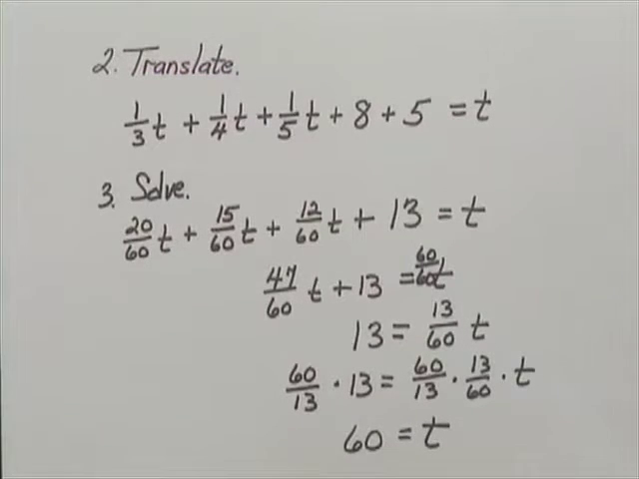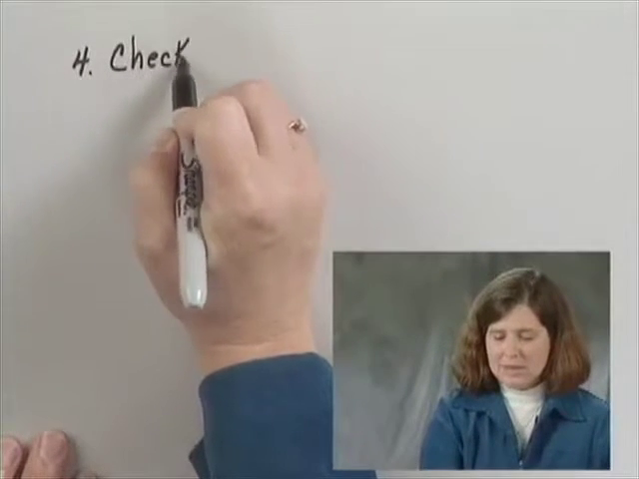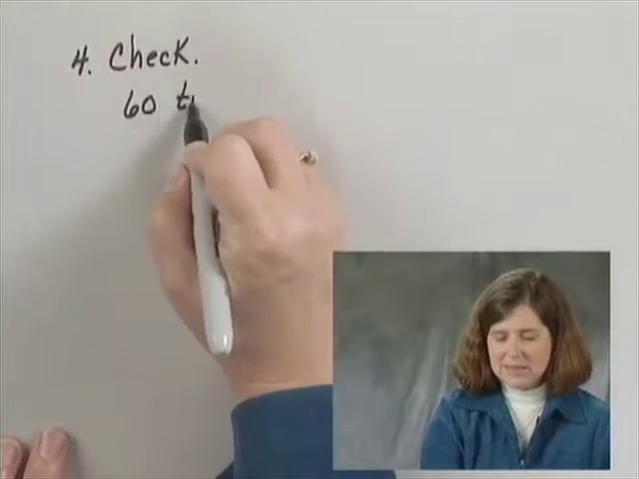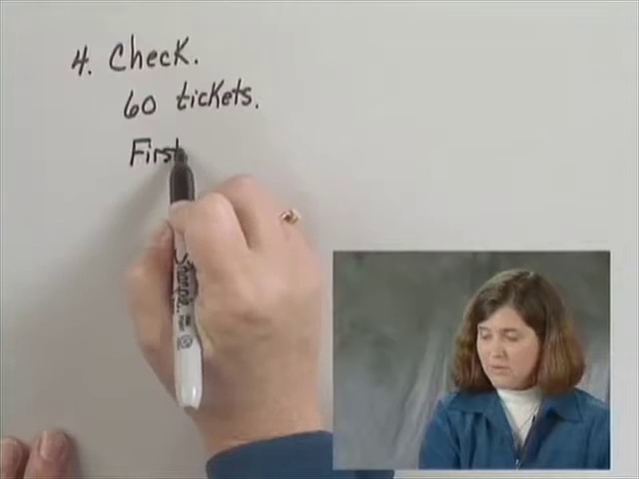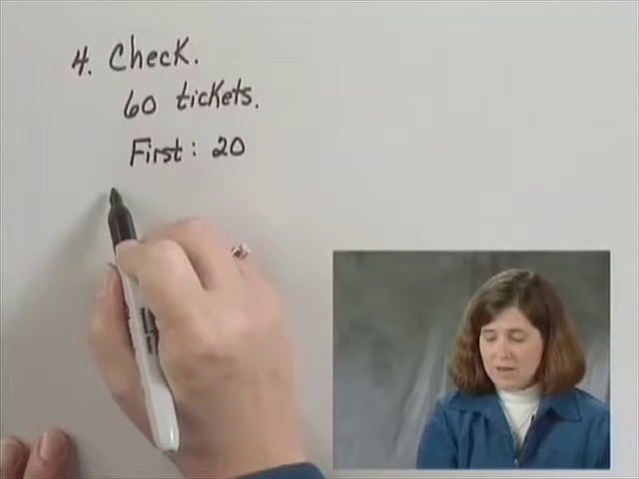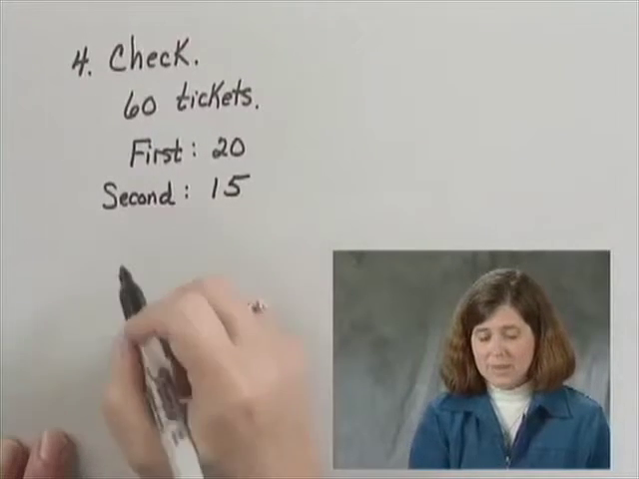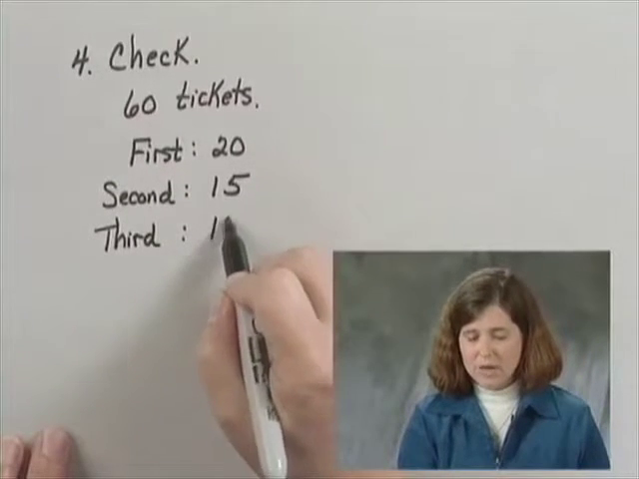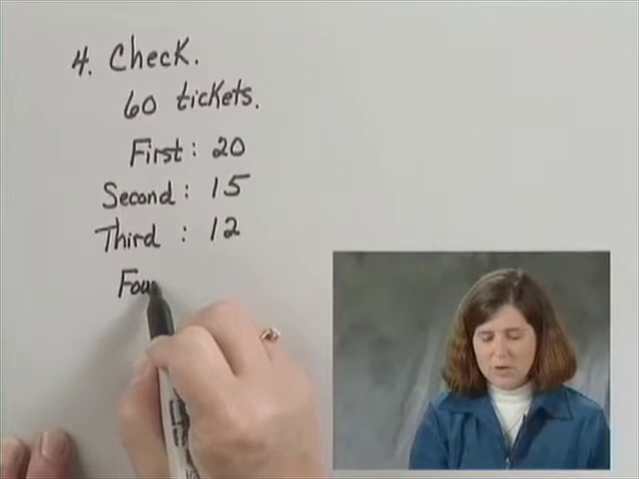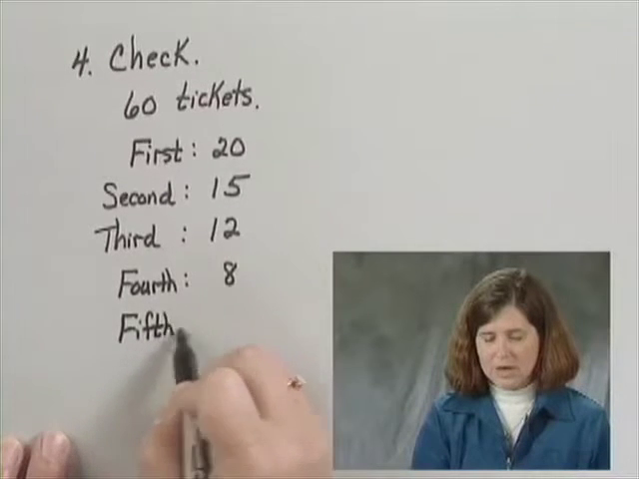So I have a possible solution. I need to check my answer, so I move to the 4th step, check. Now to check, if I have 60 tickets, and the first person got 1/3 of those tickets, the first person would get 20. If the second person got 1/4 of those tickets, the second person would get 15. If the third person got 1/5 of those tickets, that person would get 12. The fourth person we know got 8, and the last person only got 5.